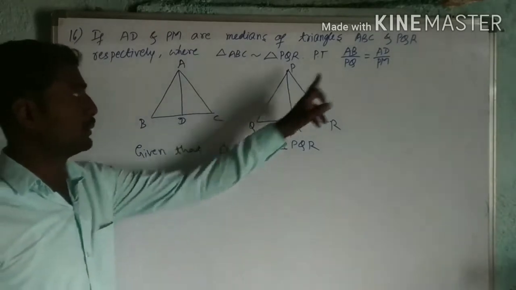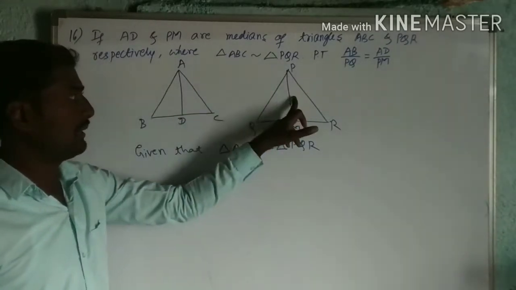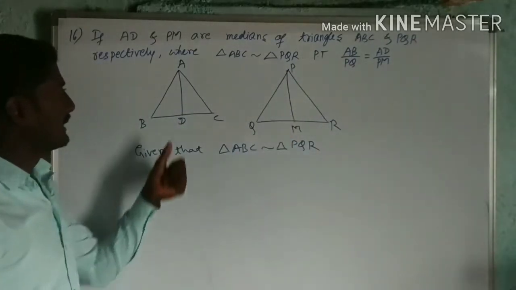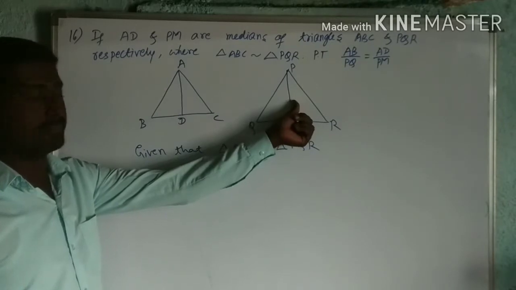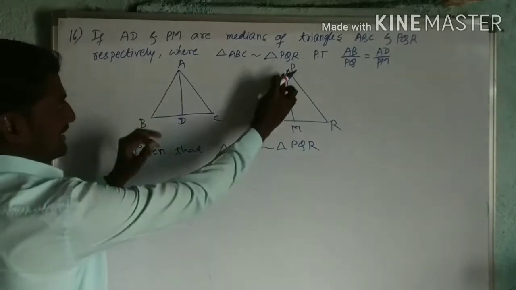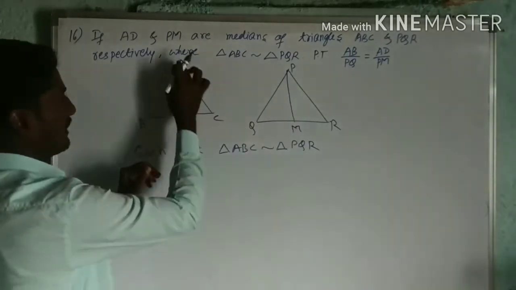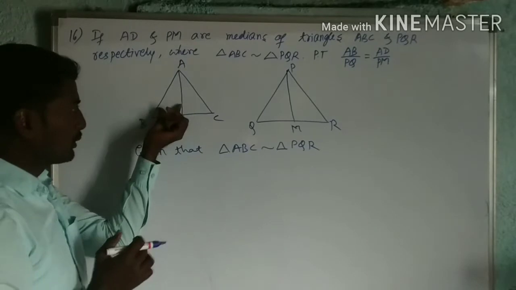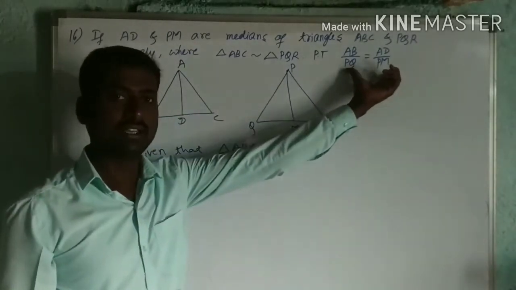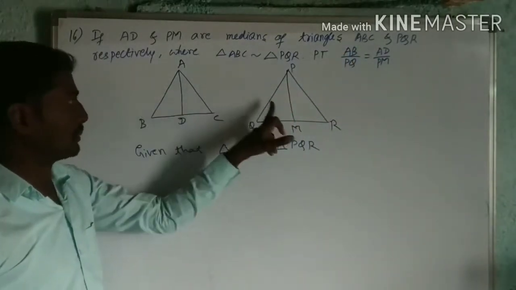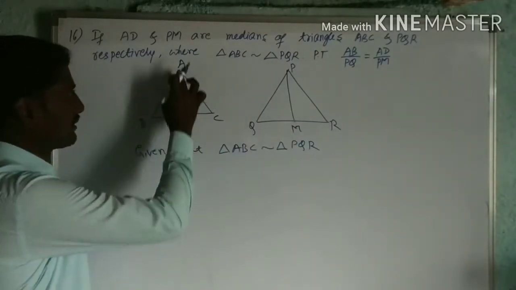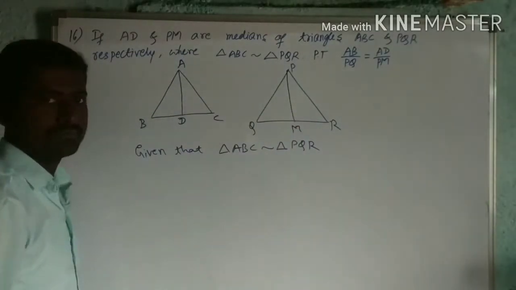Now what I have to prove? AB divided by PQ is equal to AD divided by PM. So here, this side and this side. We have to concentrate on this triangle only, PMQ and ADB. If we prove these two triangles are similar, then automatically I can write this. So I am going to prove these two triangles, ADB and PMQ, are similar.